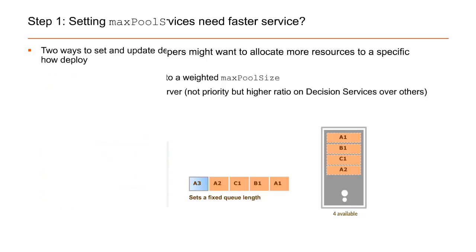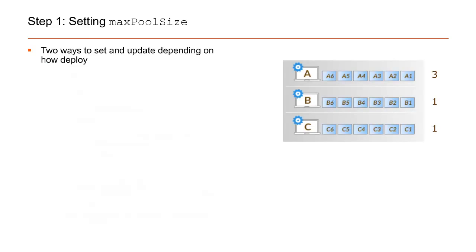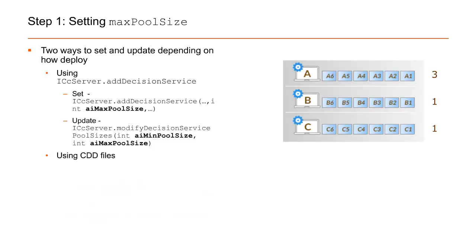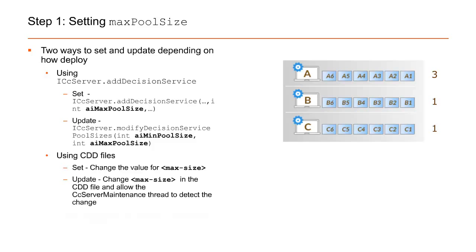There are 2 ways to change the max pool size for a decision service, and they are dependent on how you deployed your decision service. If you use iccserver.addDecisionService to deploy, set it using the parameter AI max pool size and update with the modified decision service pool sizes. If you use CDD files, set it by changing the max size in your CDD file, or change it in the CDD file and allow the CC server maintenance thread to detect the change.